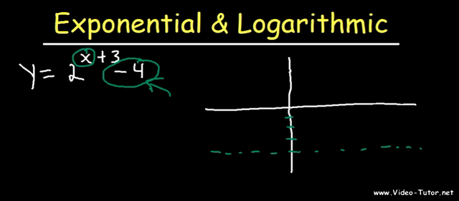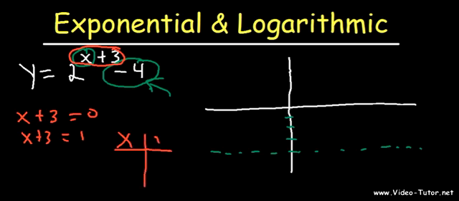Now the next thing you want to do is find 2 points. Set the exponent equal to two numbers, 0 and 1, and solve for x. If you solve for x, you're going to get -3, and 1 minus 3 is -2.